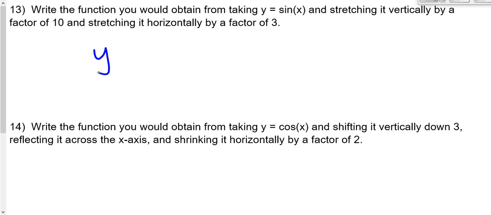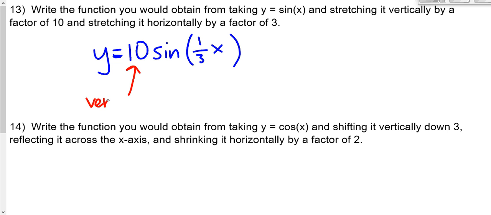So, the vertical stretch means we're going to multiply the outside of the function by 10. So we have a 10 before the sine. The horizontal stretch means it's not going to be as much fun. This roller coaster is not 3 times the fun. It was stretched out. It's 1/3 the fun. So you're going to have a 1/3 inside the function. Okay, so vertical stretch outside, horizontal stretch inside.